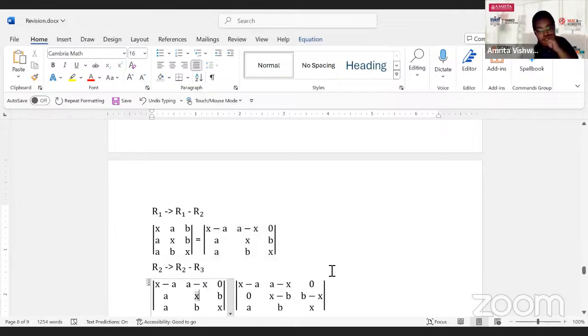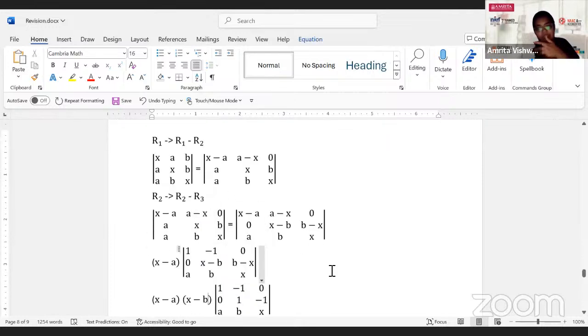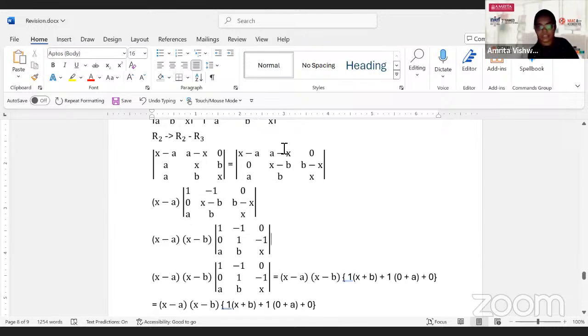Now, if you're taking any term like x minus b or x minus a outside, you just have to put a negative sign, that's all. This is x minus a, so 1 minus 1, 0. This is x minus b, so 0, 1 minus 1, then a, x, b. Now you can start from 1. Only 2 terms you have to take in order to solve this.